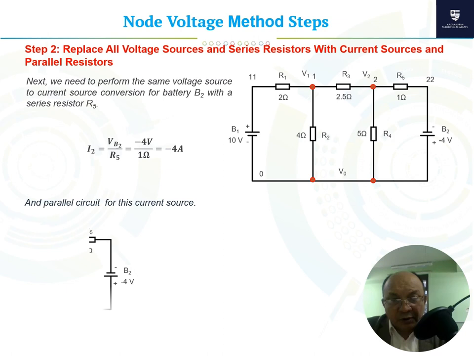Here is what we had, and now what we have is a voltage source replaced by a current source in parallel. Next step.